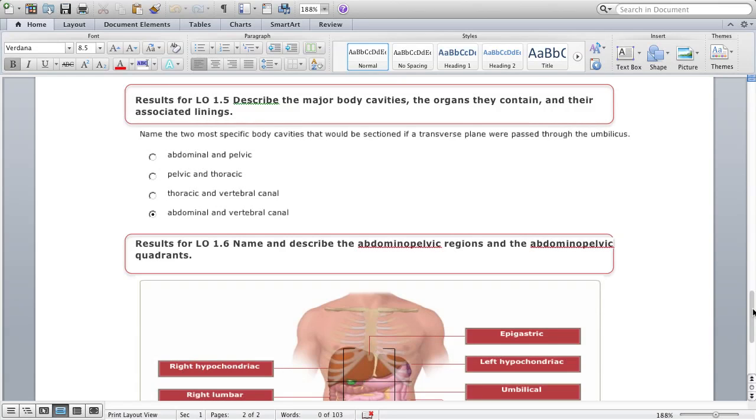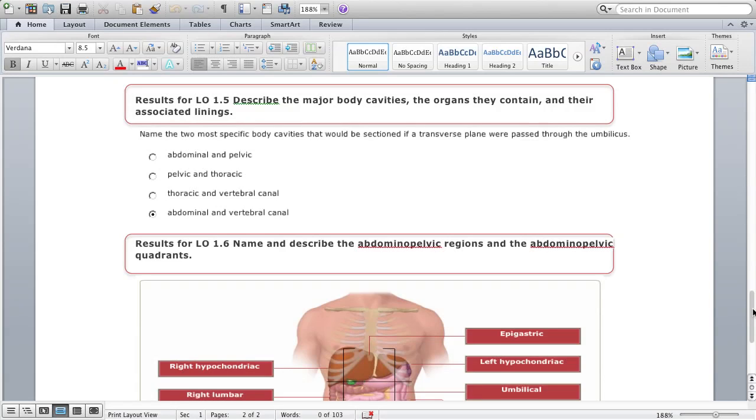It is superior to the pelvic cavity, and I think this is where most students choose abdominal and pelvic as the answer, and that would be incorrect, because the umbilicus is superior to the pelvic cavity, which is in between your iliac bones, so it's low in the trunk. If you're passing through the umbilicus in a transverse plane, what you're really doing is cutting the body into a top part and a bottom part. That's what the transverse plane means.